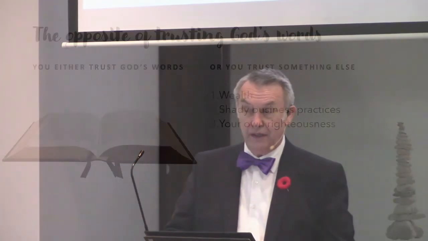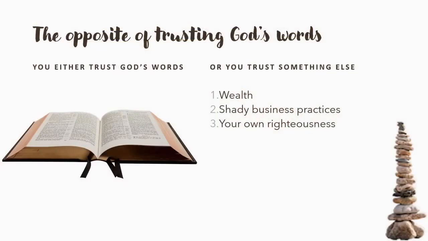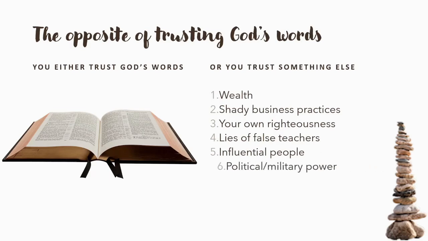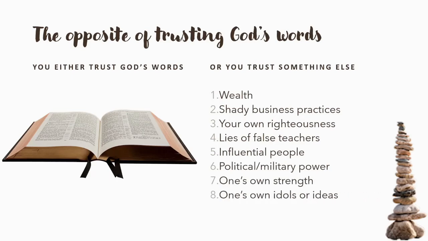Okay, then there's your own righteousness. That's misplaced. Your own righteousness isn't going to get you anywhere with God. Lies of false teachers. There's plenty of people trusting that. Influential people. Okay, they'll put their trust in some leader. Okay, they'll solve the problems for them. Political or military power is a wrong object, misplaced trust, okay? One's own strength, okay? Some people think they're just strong enough to handle anything that will come to them. One's own idols or ideas, okay? We're in love with our ideas.